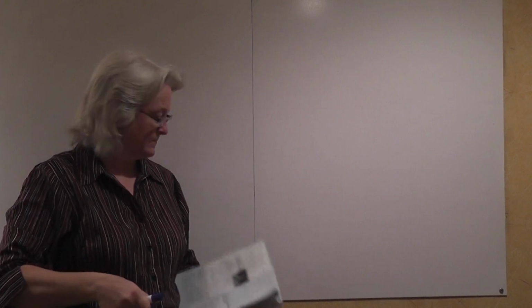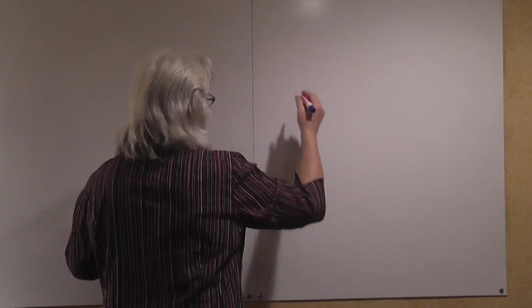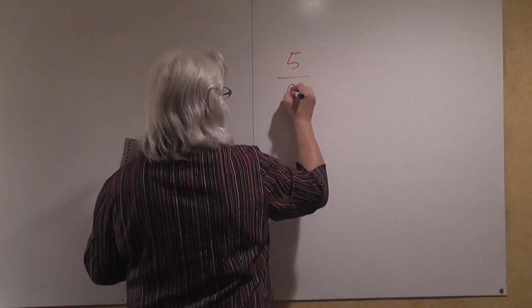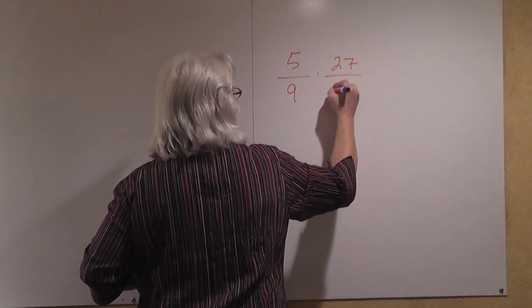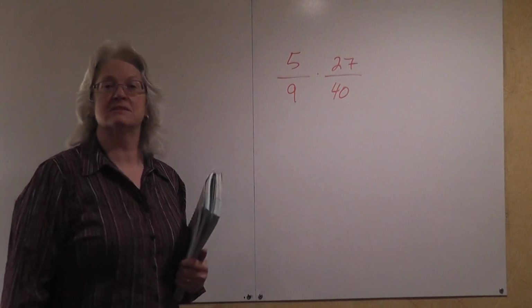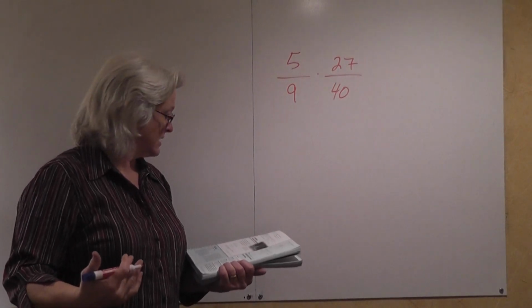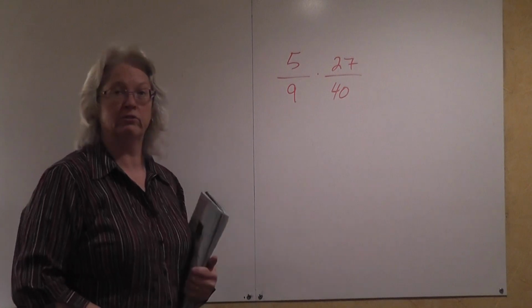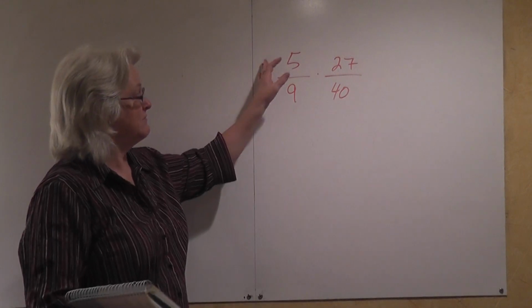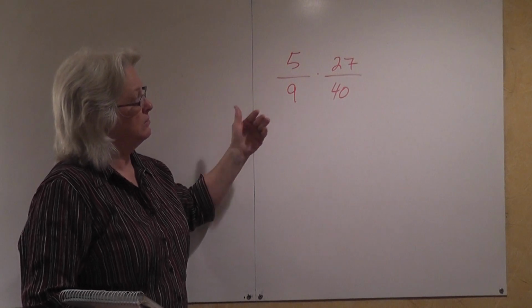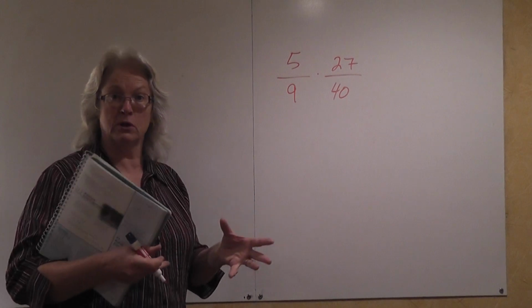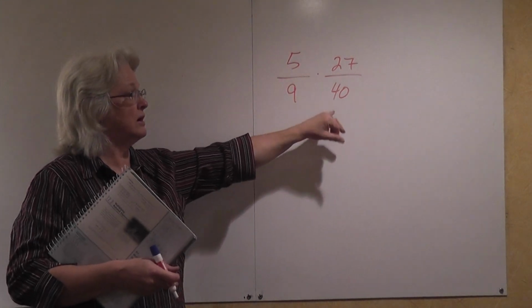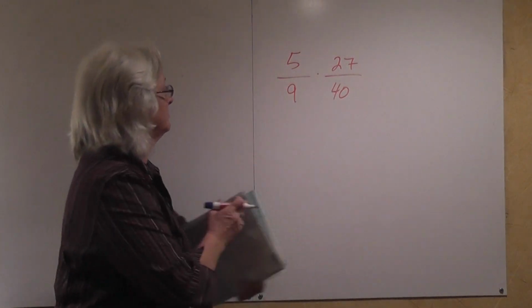But we're going to do first a couple of reviews. 5/9 times 27/40. This is example 1 in your text, found on page 485. Now we could go ahead and say 5 times 27 would be 135, divided by 360. Well, then you have to factor those larger numbers. Why don't we just recognize that we have a factor of 5 in common?